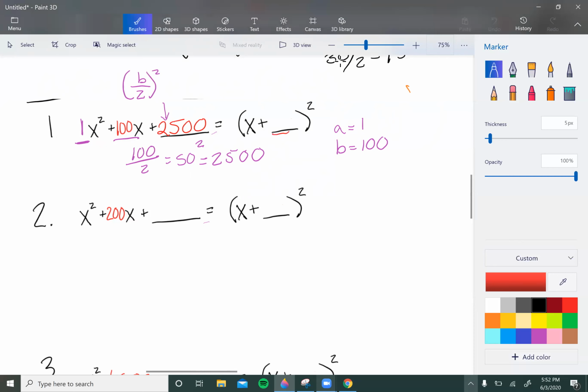What goes right here is just b divided by 2. So it's 100 divided by 2, which we already said is 50. So 50 goes right here. Number 1 is done.